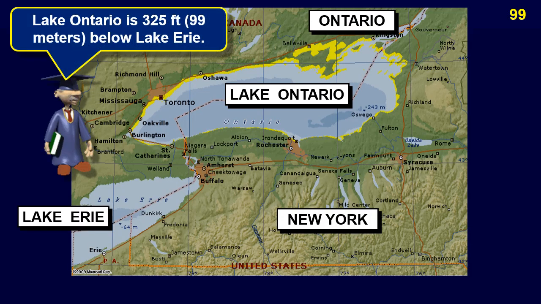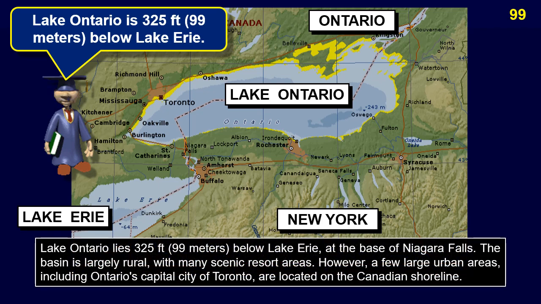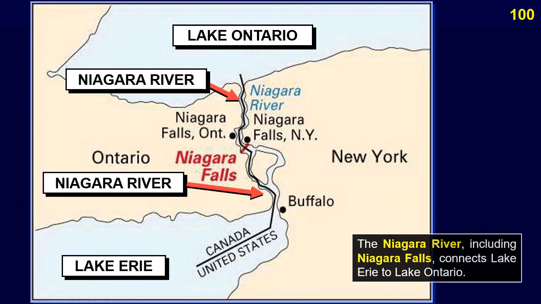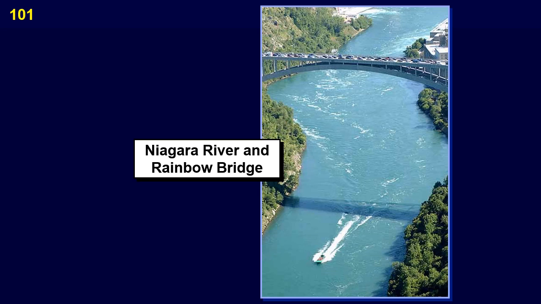Lake Ontario lies 325 feet, 99 meters, below Lake Erie, at the base of Niagara Falls. The basin is largely rural, with many scenic resort areas. However, a few large urban areas, including Ontario's capital city of Toronto, are located on the Canadian shoreline. The Niagara River, including Niagara Falls, connects Lake Erie to Lake Ontario. This is the Niagara River and Rainbow Bridge.